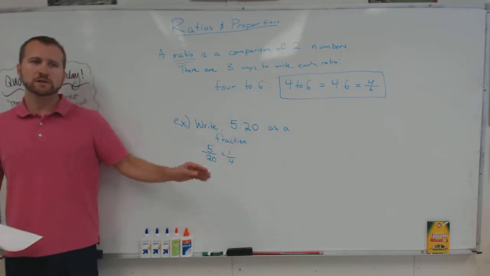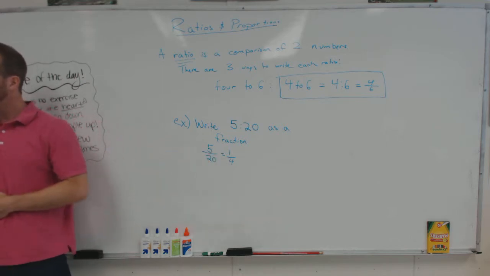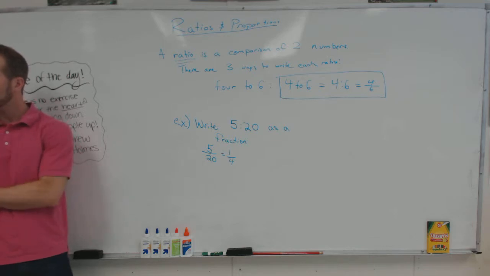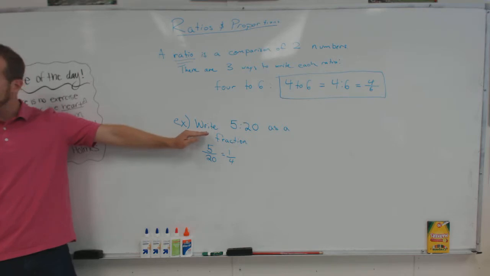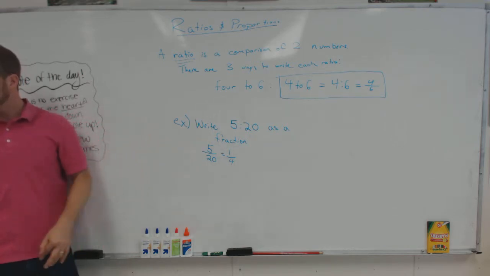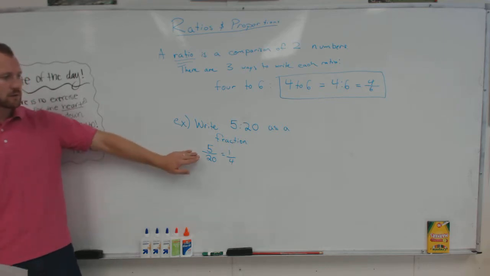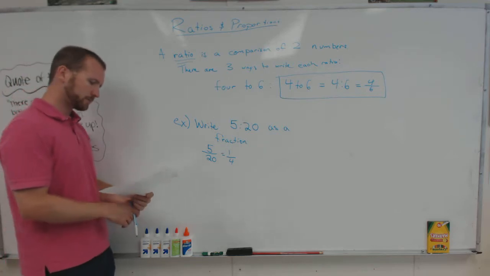So ratios, just like fractions, can be reduced. So 5 over 20 is equal to 1 over 4. And does it matter if we do 5 to 20? Do we have to simplify it? In this case, it would be fine if you just wrote 5 to 20, because all I said was write this as a fraction. I didn't say in simplest form. I didn't say reduce it. So in this case, this would be a fine answer. You could simplify it.